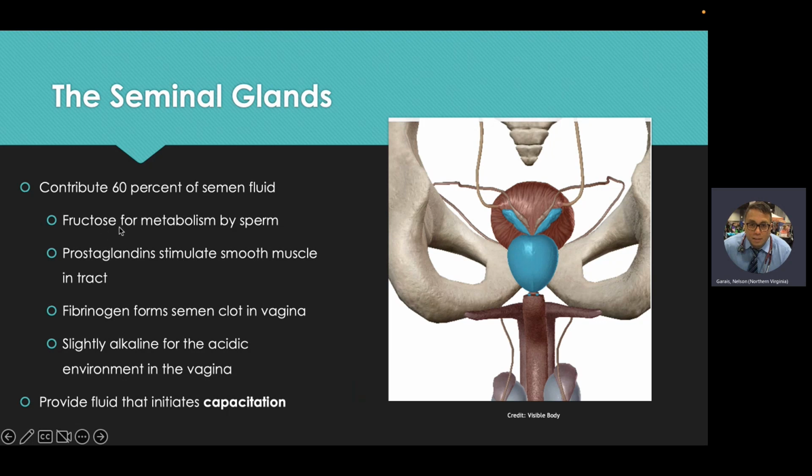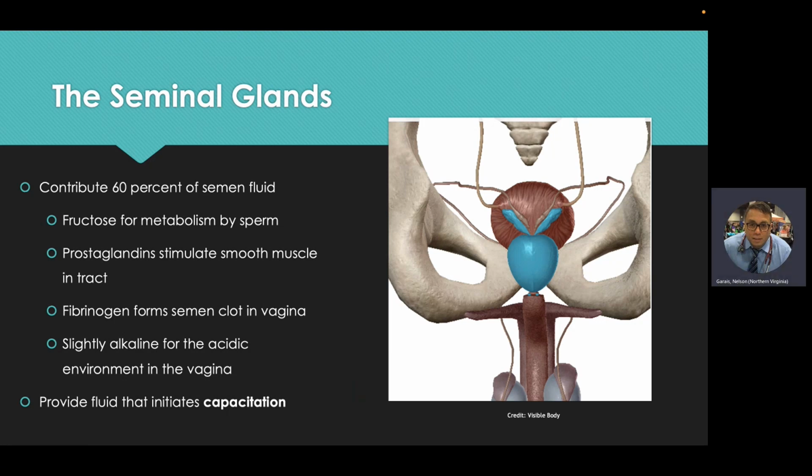It provides fructose, a monosaccharide that can be metabolized by sperm to make glucose, to make ATP, so that the sperm can move up the vaginal canal. Prostaglandins are also located in this fluid, which stimulate smooth muscle, not only for contraction, but also to kind of open up the female cervix so that the sperm will pass through.